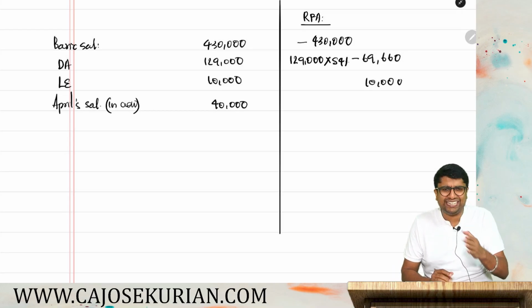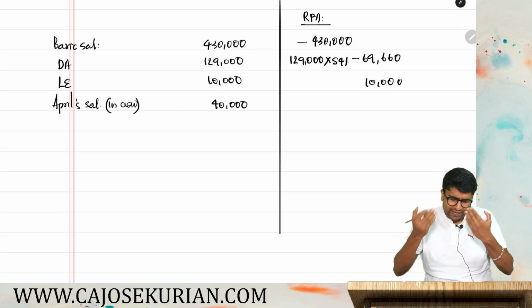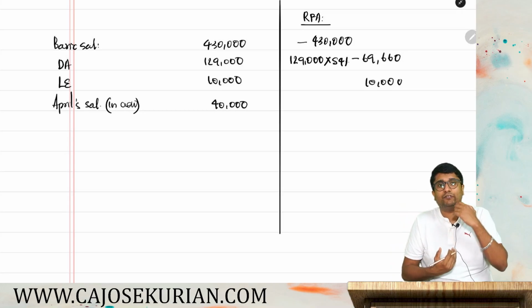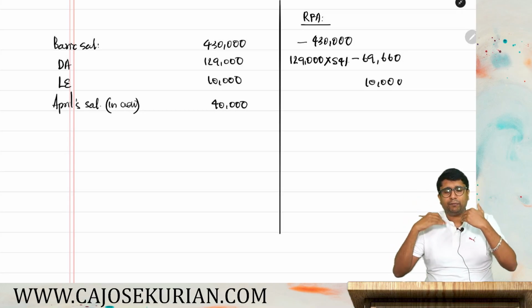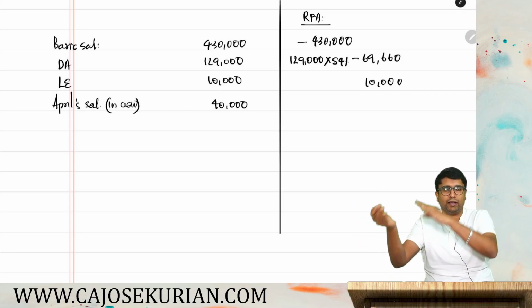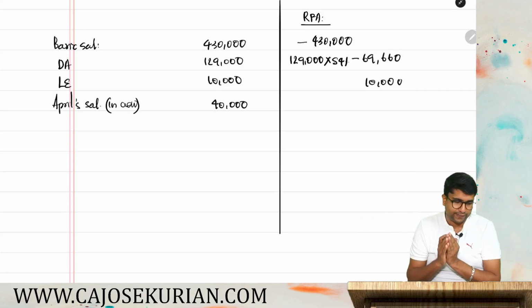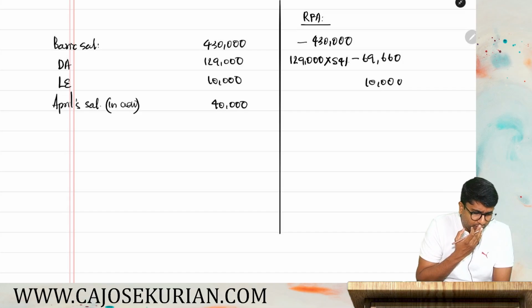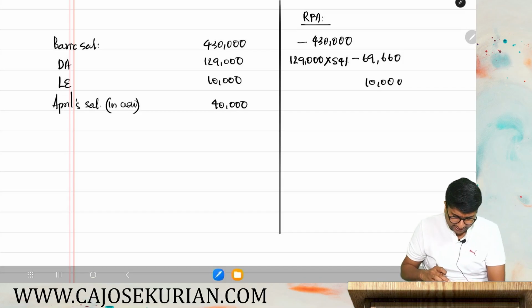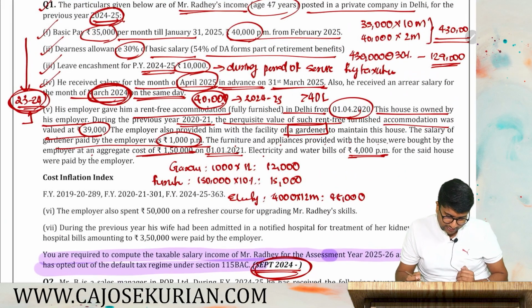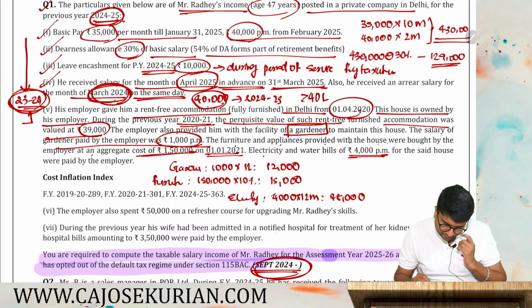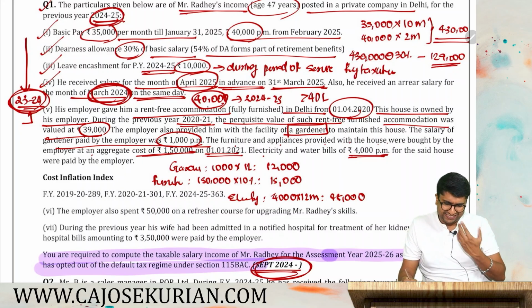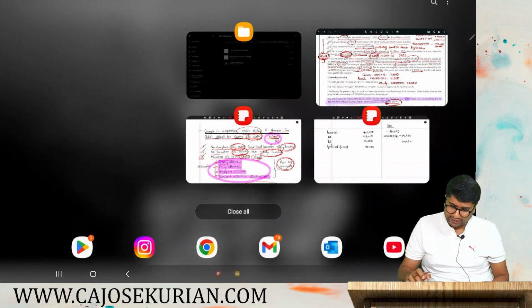Advance salary you should not consider, because that is taxable on the basis of due or receipt, whichever is earlier. So that 40,000 is the advance of salary. That has to be considered as salary for the next year while computing rent-free accommodation, not in this year. Now, is there any other thing you have to consider? The employer also spent 50,000 on a refresher course, not required. Then during the previous year his wife was admitted in a notified hospital for kidney disease, not required. So that is the definition of salary.